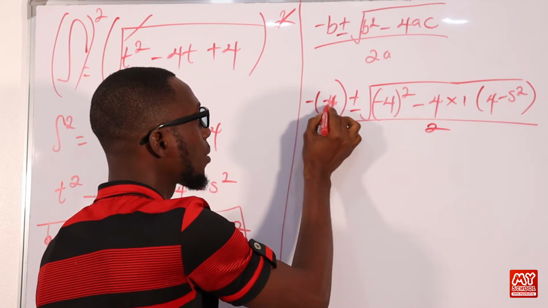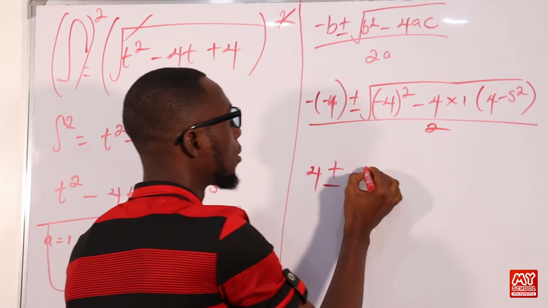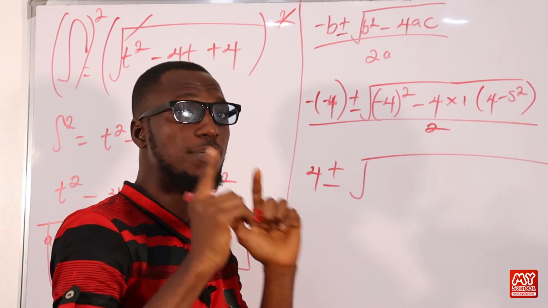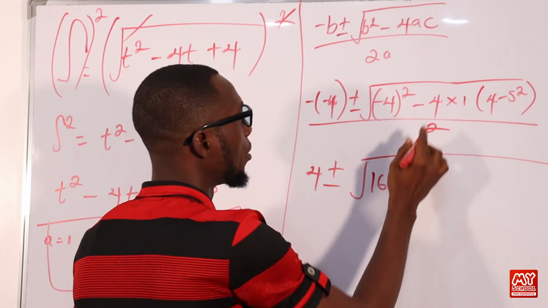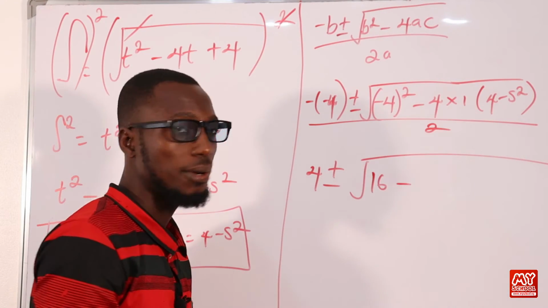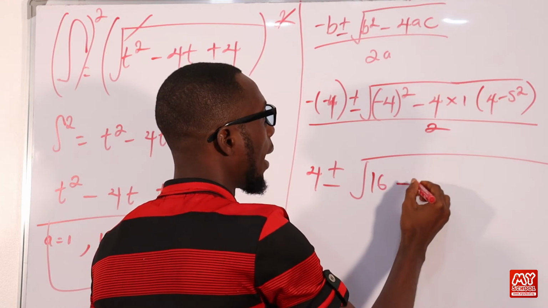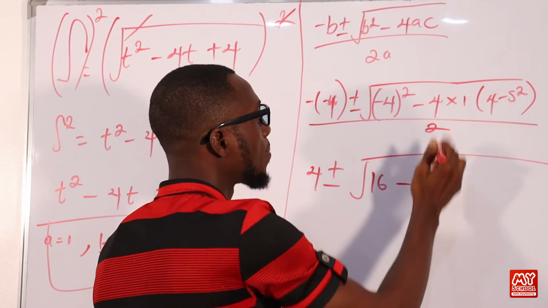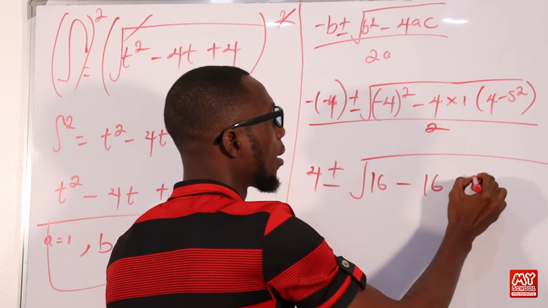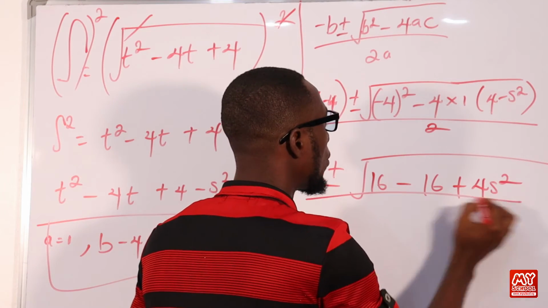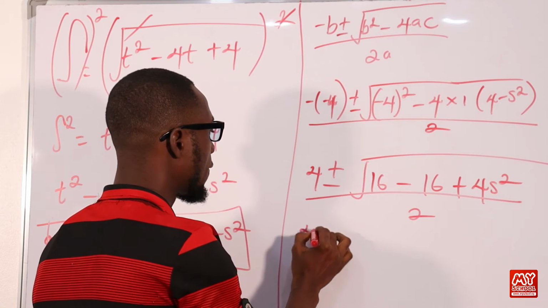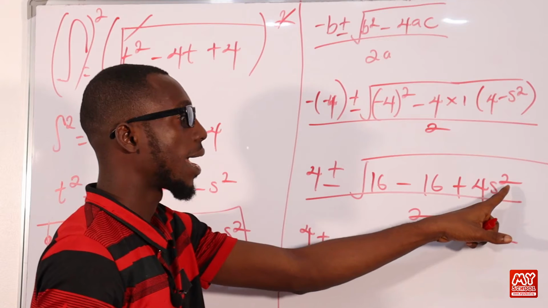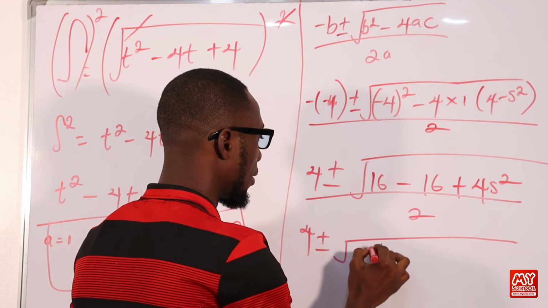So we would have minus times minus, we have 4 plus or minus. Okay, minus 4 squared is minus 4 times minus 4. That is plus 16. Okay, minus 4 times 1, that is minus 4. So minus 4 times 4, I have minus 16. Minus 4 times x squared, minus times minus, I have plus 4 times x squared, we have 4x squared all over 2. Right? So I have 4 plus or minus square root of 16 minus 16, that is 0. So I have this, 4x squared.